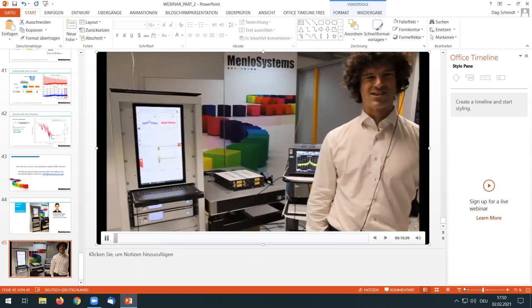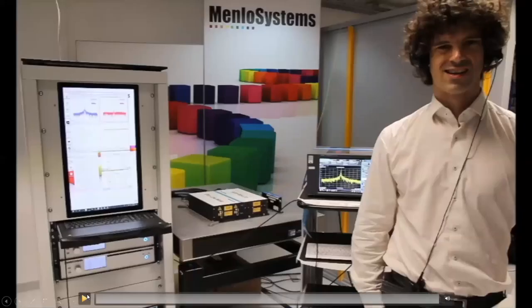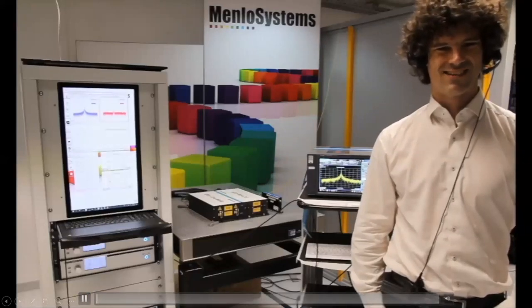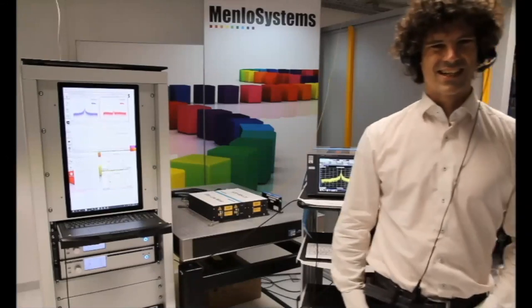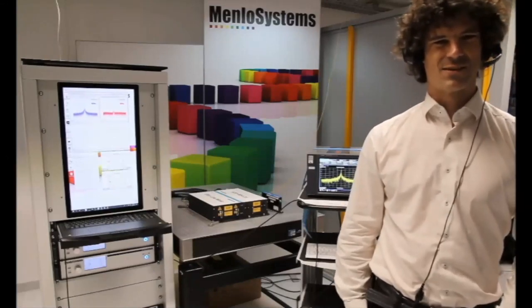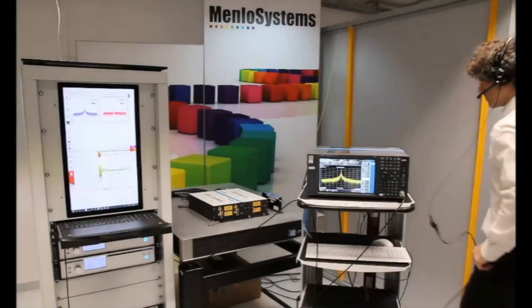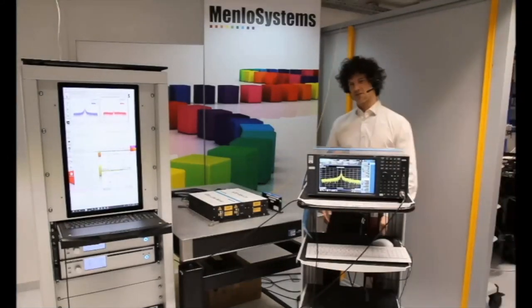Perfect. I will now show you the system in real life. So hello everyone. I hope you're enjoying the webinar. Since Doug explained the ultra low noise comb on the previous slides, I will now show you the system in real life. So let's start with the optical components on the base plate.